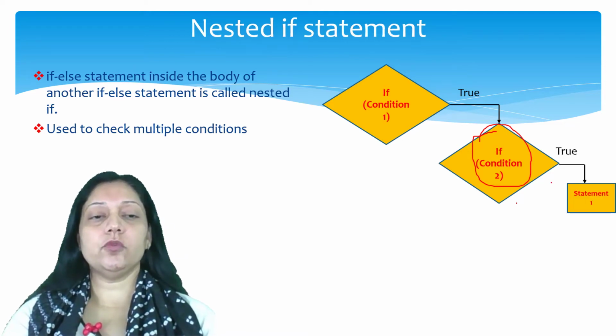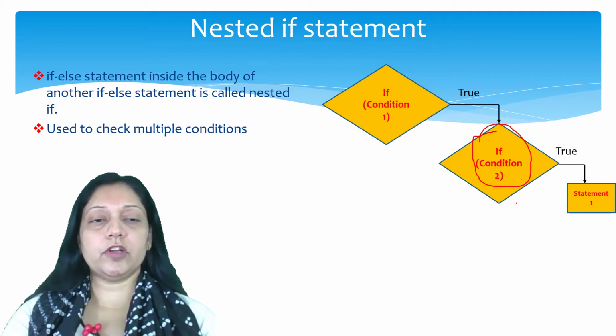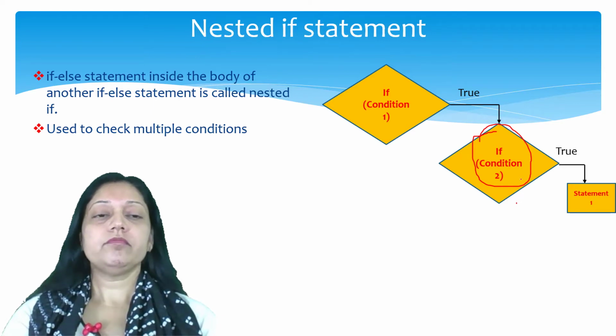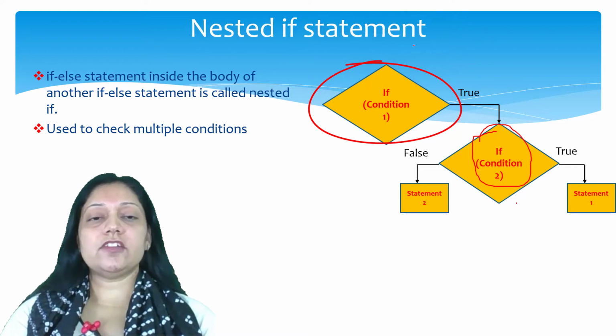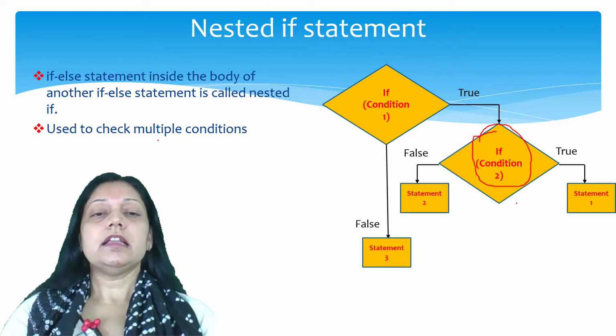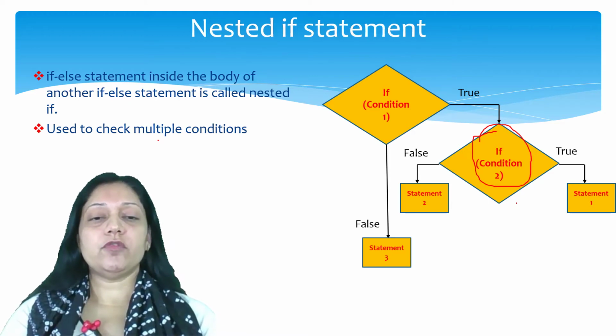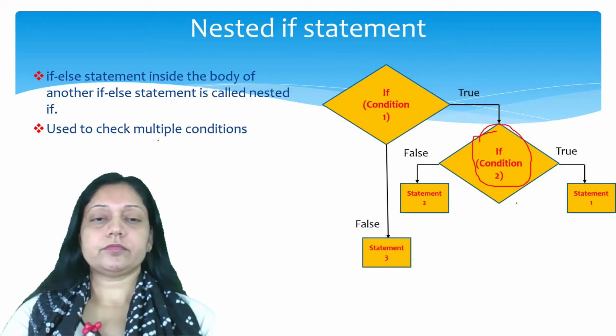If condition 2 is true, then statement 1 is executed. It can be any statement, like arithmetic operations, or input output statements, and so on. If condition 2 is true, then statement 1 is executed. If condition 2 is false, then statement 2 is executed. Now we'll come back to condition 1. If condition 1 is false, then statement 3 would be executed.